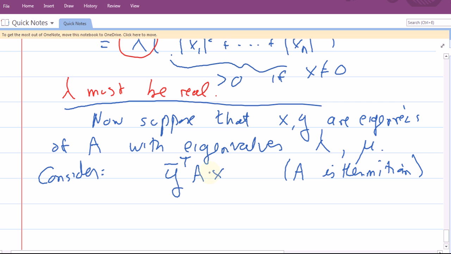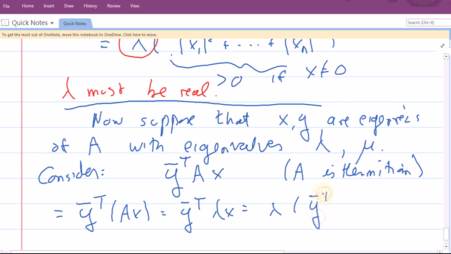Now, what must be true of this? Well, let's do the same. First of all, we know that x is an eigenvector of A with eigenvalue lambda, so this must be equal to y conjugate transpose times Ax, which is equal to y conjugate transpose times lambda x, which is equal to lambda times y conjugate transpose x.